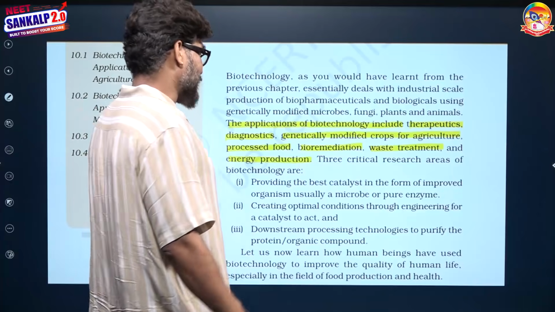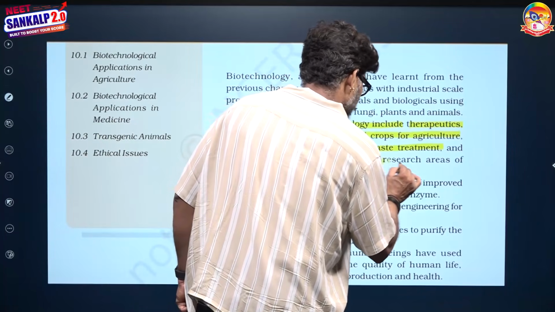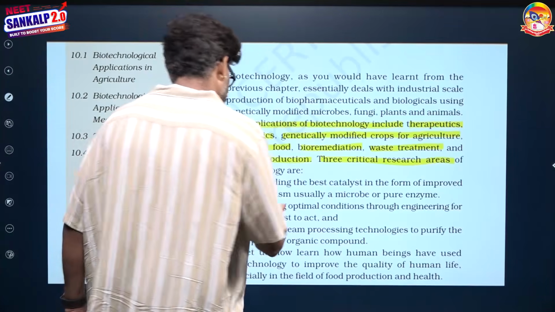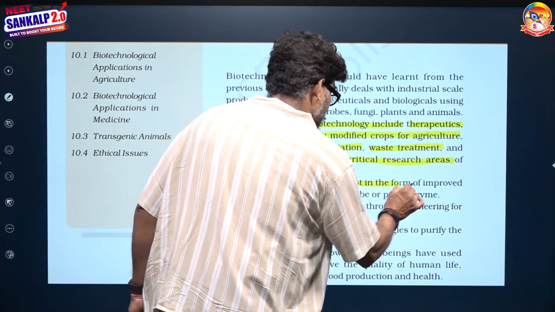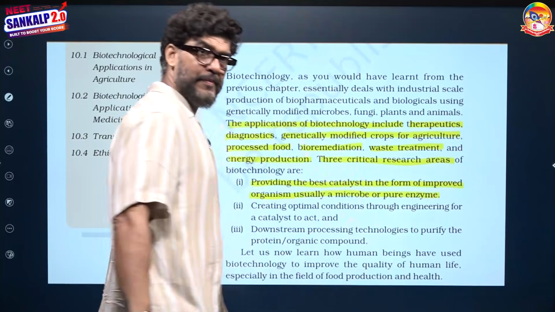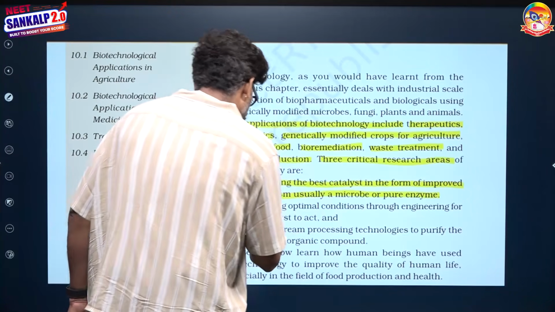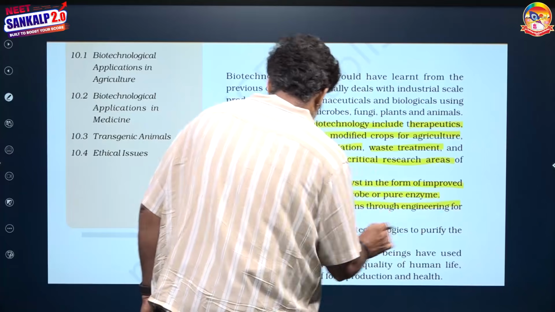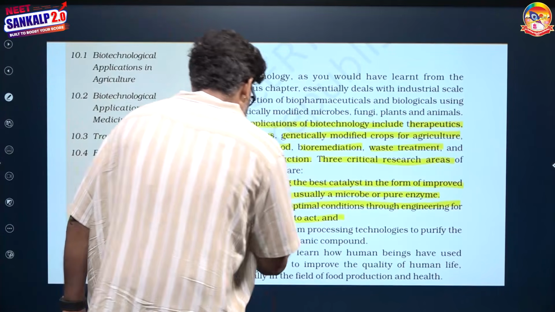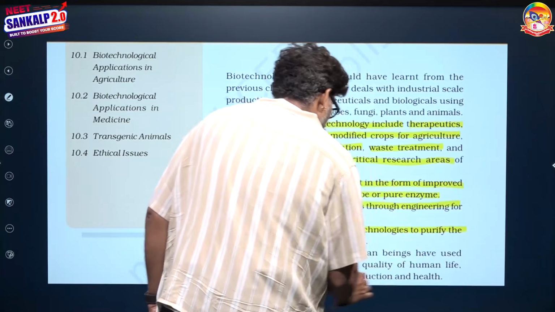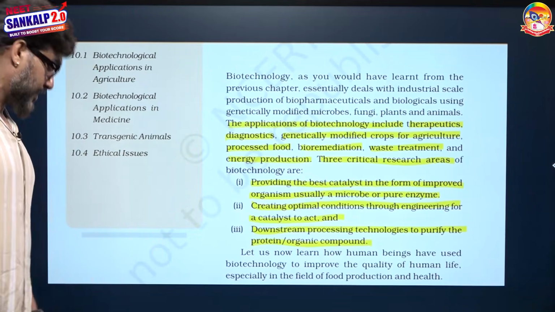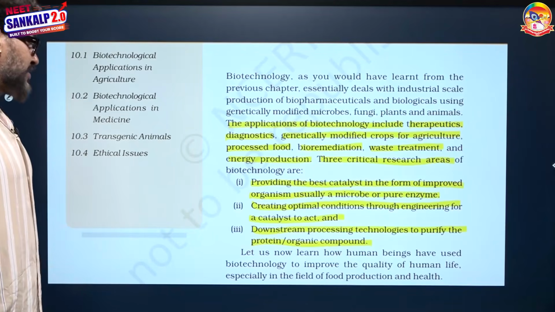There are three critical research areas where biotechnological research is going on. Number one, providing the best catalyst in the form of an improved organism, usually a microbe or pure enzyme. Number two, creating more optimum conditions through genetic engineering for a catalyst to act. And number three, downstream processing technologies to purify the protein should also be improvised. These are the three critical areas where active research is going on.